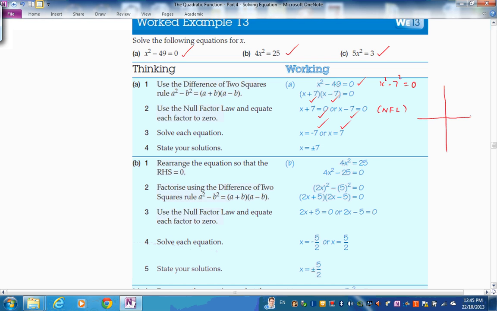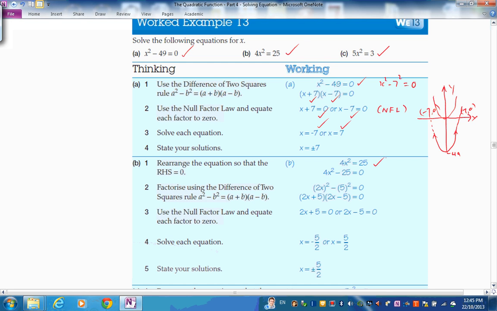X squared take 49. That's a y translation of x squared way down here at neg 49 down there. But what we now know is if you go up there, this will be neg 7 naught, and over on this side 7 naught. Okay, powerful stuff.